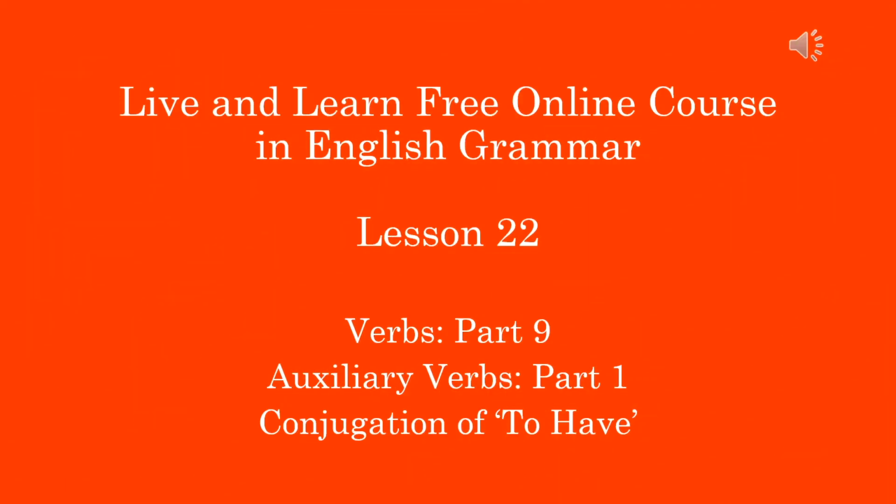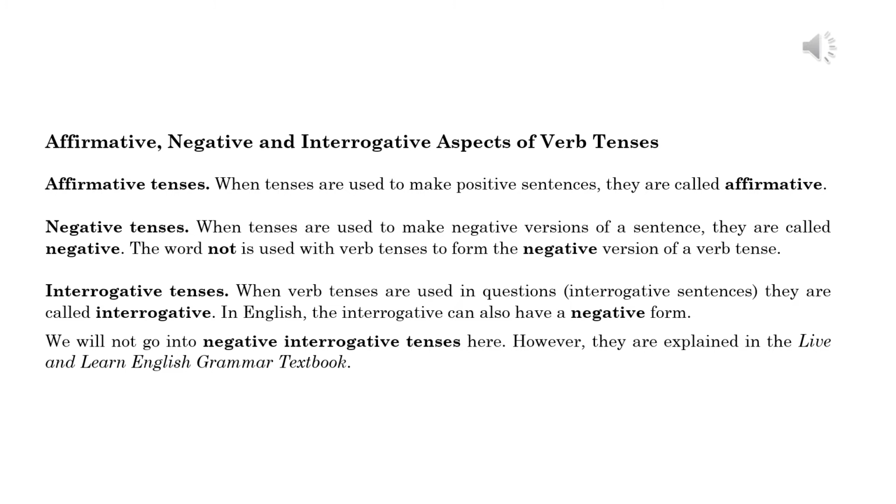Live and Learn free online course in English grammar. Lesson 22. Verbs, Part 9. Auxiliary verbs, Part 1. Conjugation of to have. Affirmative, negative, and interrogative aspects of verb tenses.